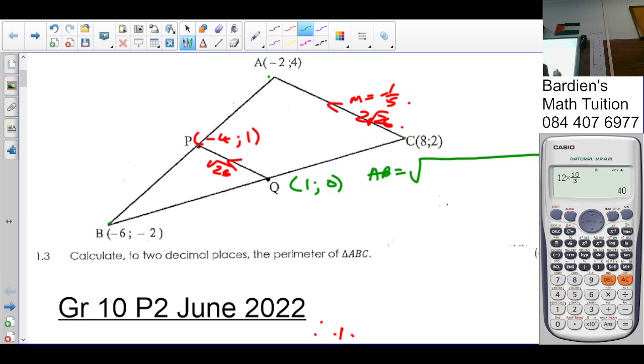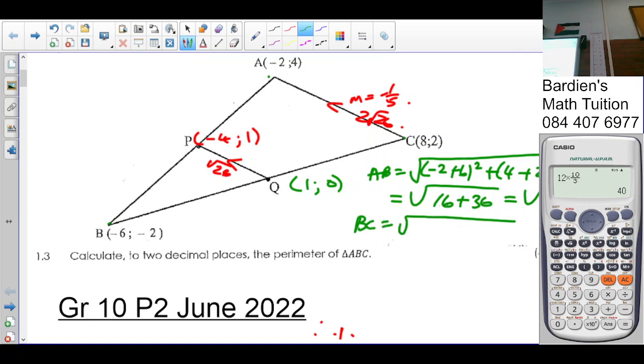Again, distance formula. So that's going to give you negative 2 minus minus 6 squared plus 4 minus minus 2 squared. Okay? So that gives us 4 is 16 plus 6 is 36. Okay? That gives us an answer of root 52. Okay? Then we go with BC. BC, same story. It's going to be 8 minus minus 6 squared plus 2 minus minus 2 squared. Okay, so that gives us 14. Let's put it in the calculator.